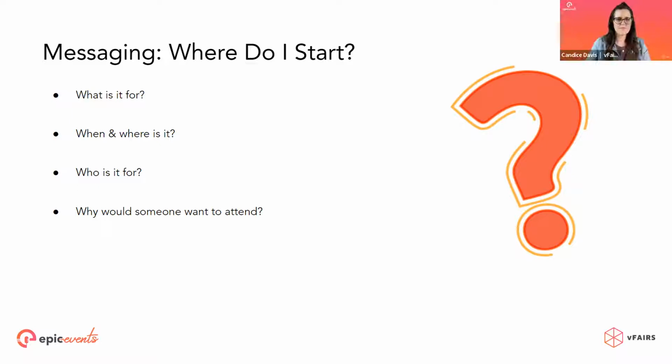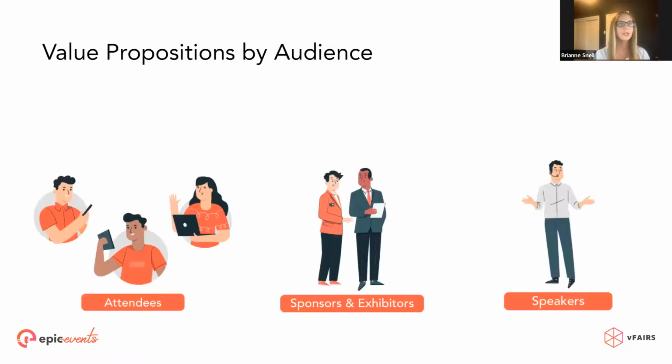So in order to create value in your messaging, you really need to address the why. What is the value proposition that you're offering to each different audience? Each group's why or value prop is going to be different for attendees, sponsors, exhibitors, and speakers. So you have to consider these groups separately and make sure that each of them address specific questions for each group. So I just want to go through each group one by one and break them down a little bit further.